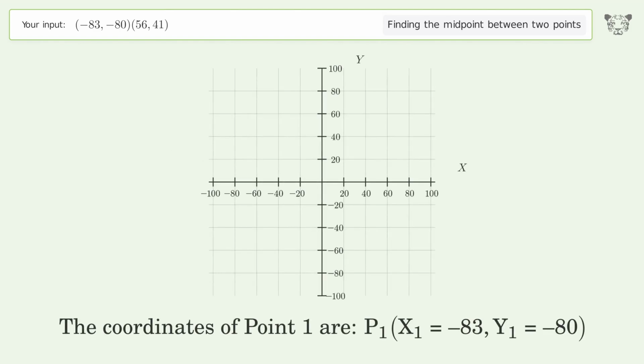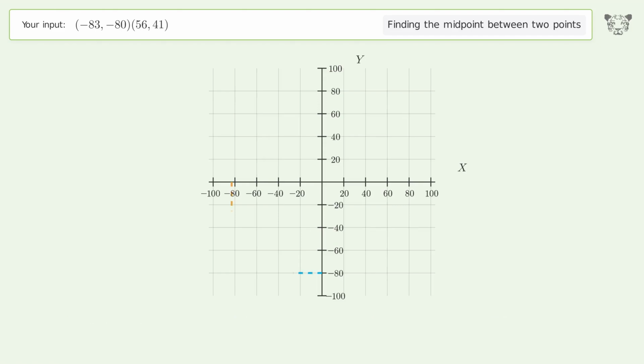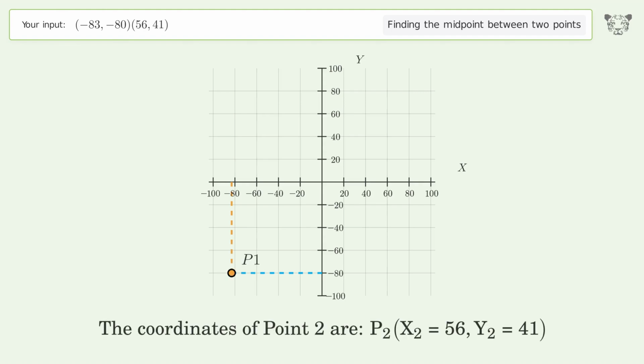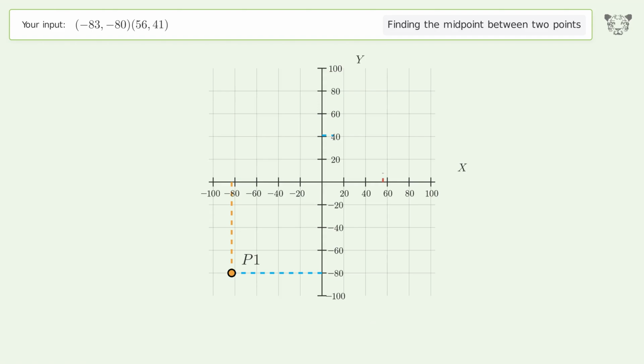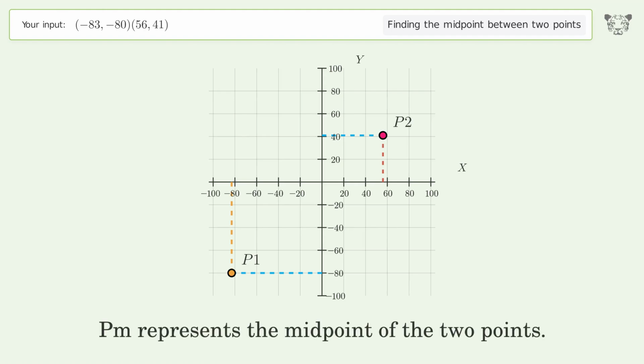The coordinates of point 1 are, x1 equals -83, y1 equals -80. The coordinates of point 2 are, x2 equals 56, y2 equals 41. PM represents the midpoint of the 2 points.